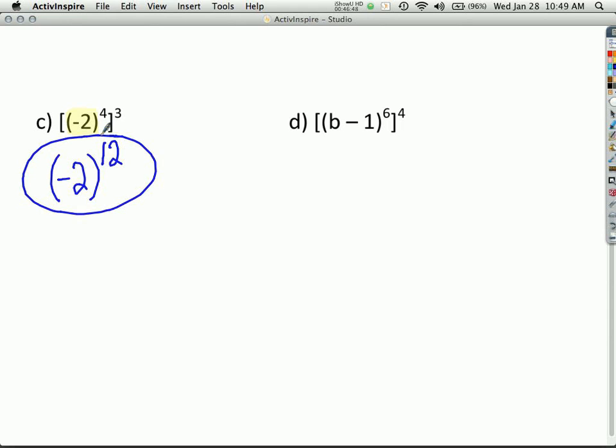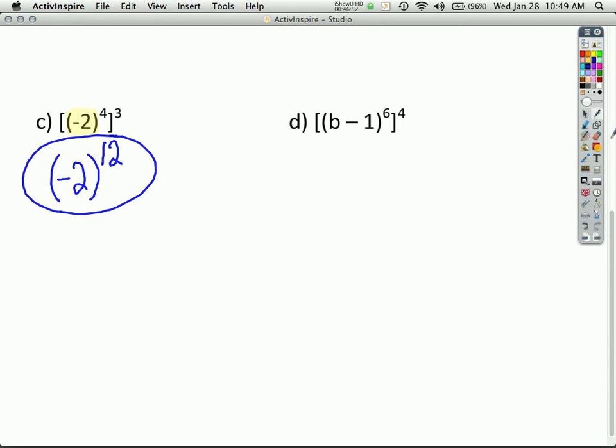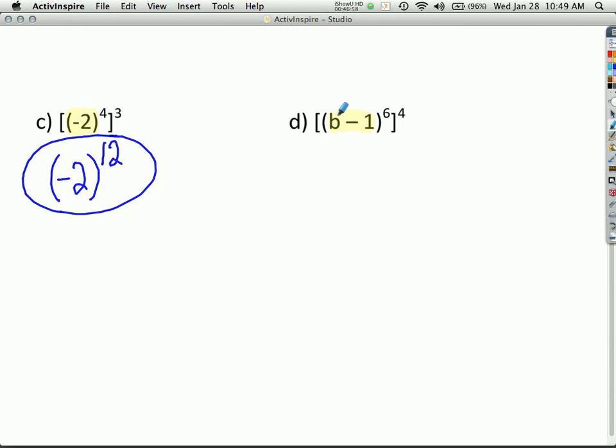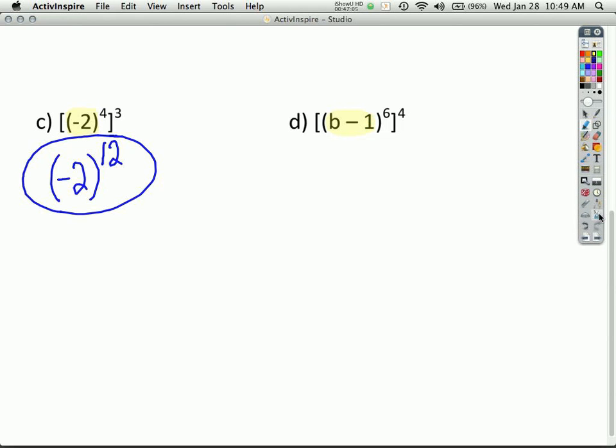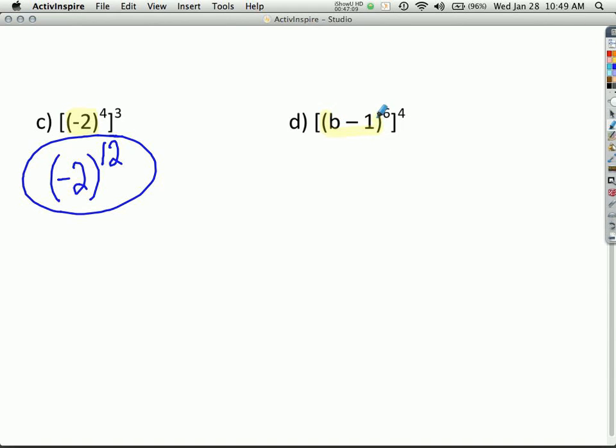Last one, a very unusual case that I want to make sure you're clear on, is that all of these properties that we're studying today involve multiplication. This has subtraction. And so the properties do not apply to that, but they do apply to this whole thing. Right here is now the base. Let me say it again a different way.